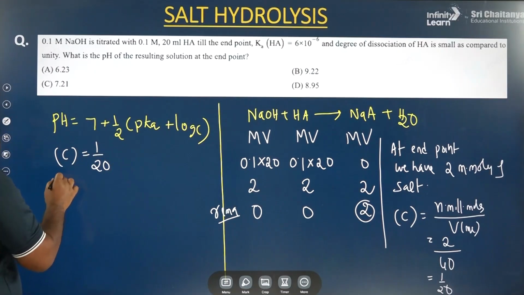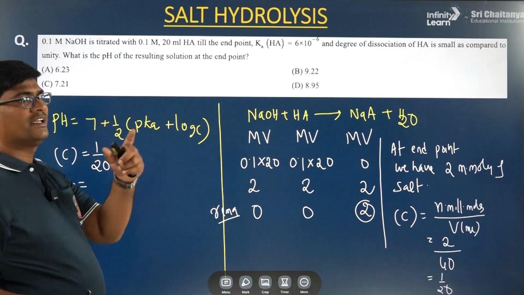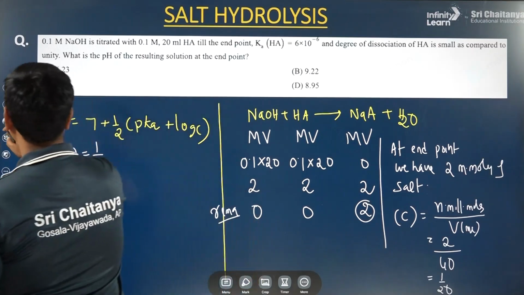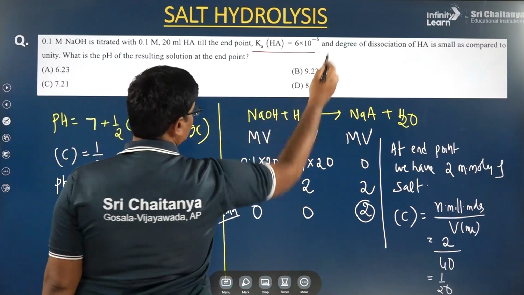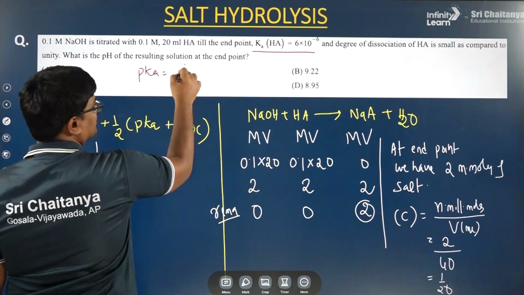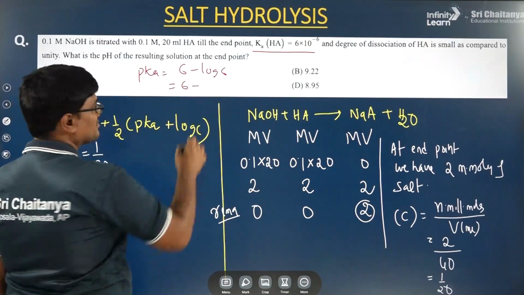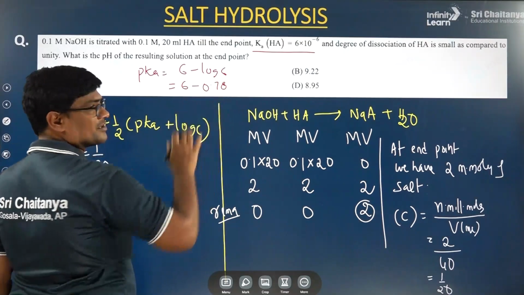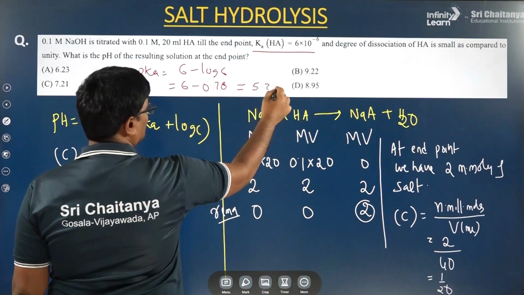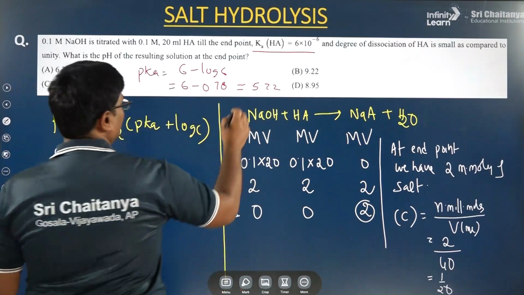What is the pKa value? We need to calculate it. Ka is given, that is 6 into 10 power minus 6. Then pKa, I am writing here. Ka is 6 into 10 power minus 6. Then pKa is 6 minus log 6. What is the value of log 6? 0.78 something. We can take approximately 0.78. Therefore, we are going to get 5.22. So, the pKa value we are getting is approximately 5.22.